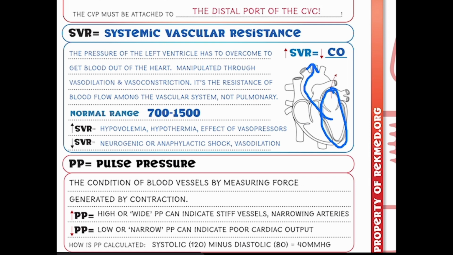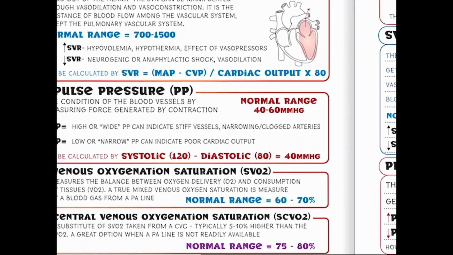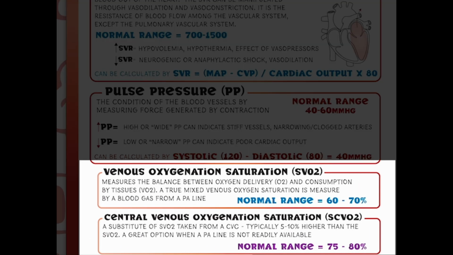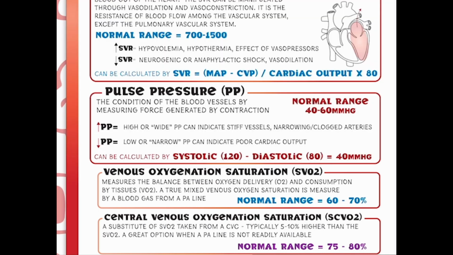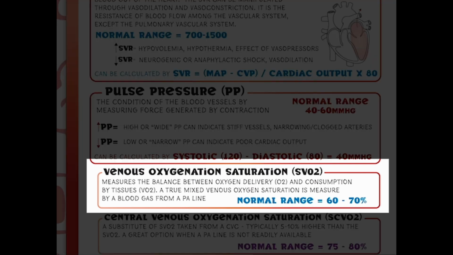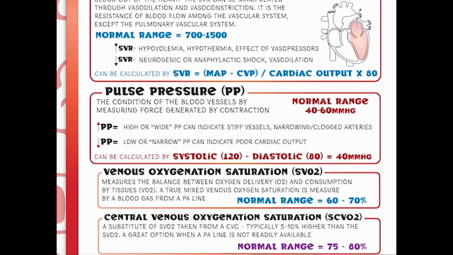And the last part is not found in our workbook activity, but we have two measurements of oxygen saturation in the blood that tells us the balance between oxygen delivery and consumption in the body. So our SvO2, which is going to be our venous oxygen saturation, measures oxygen saturation in the blood returning to the heart from the entire body. So we collect this from our pulmonary artery, and we're going to get into that in our next video.